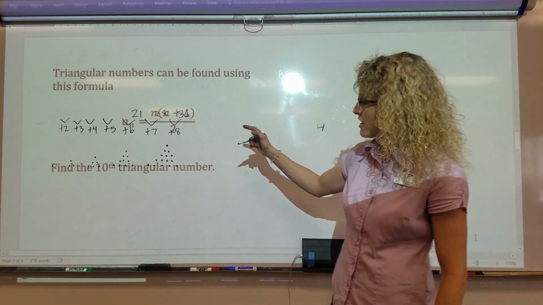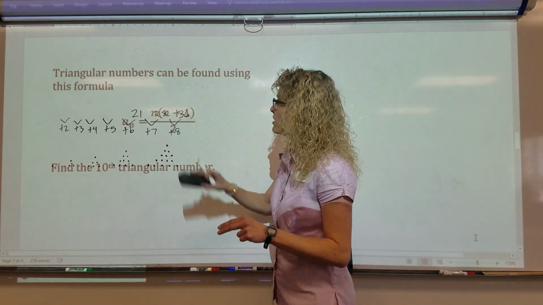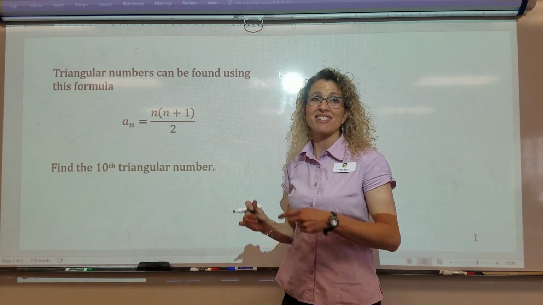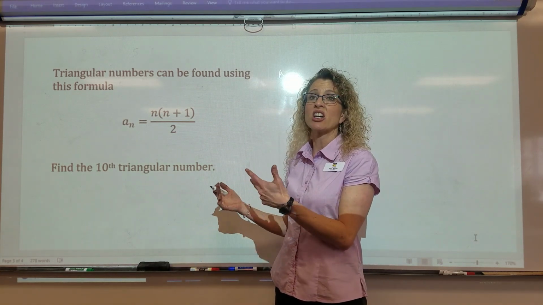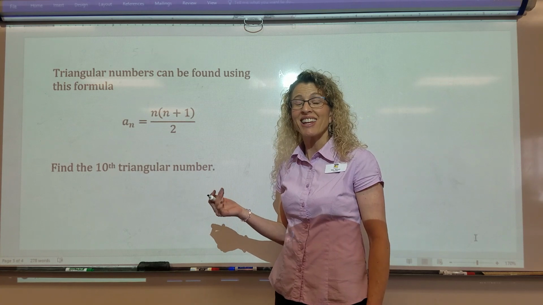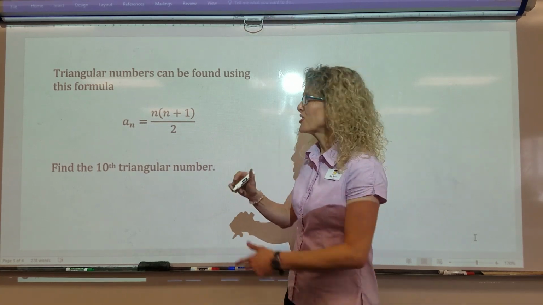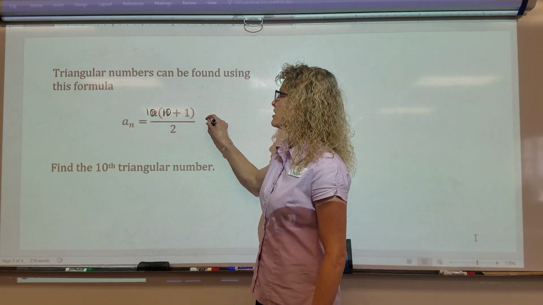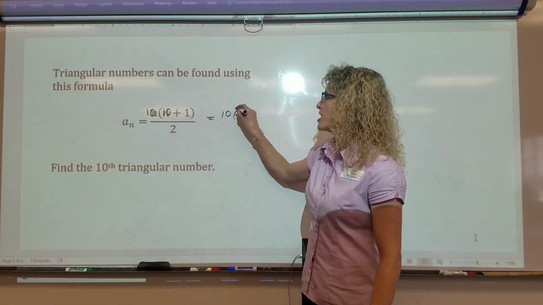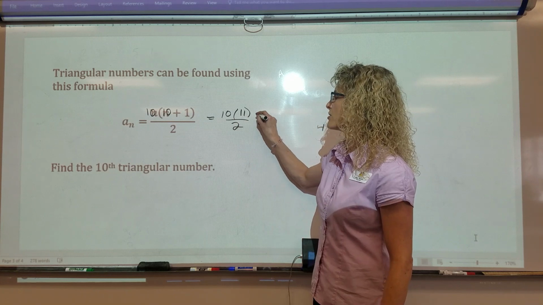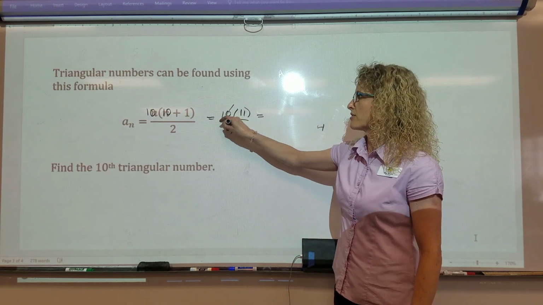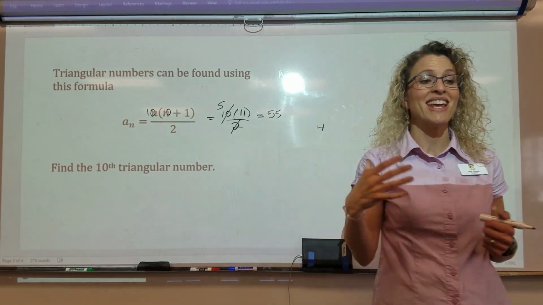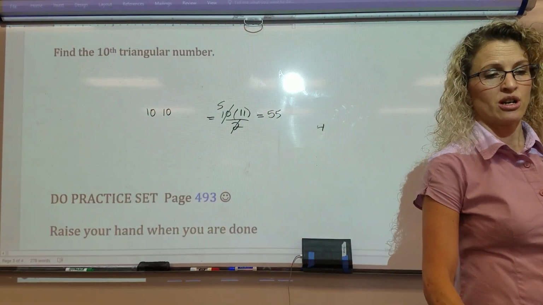Cool. You can find this sequence with this formula. So if I wanted to say, hey, by the time I did 10 triangles, how many dots would it have? I don't want to draw 10. Guess what? I had 2 students draw 10 triangles. You don't need to draw 10. Just put 10 in for n. 10 times 10 plus 1 is 11, divided by 2. To save work, I'd cross cancel there. 5 times 11 is 55. So there would be 55 dots in my 10th triangular number.